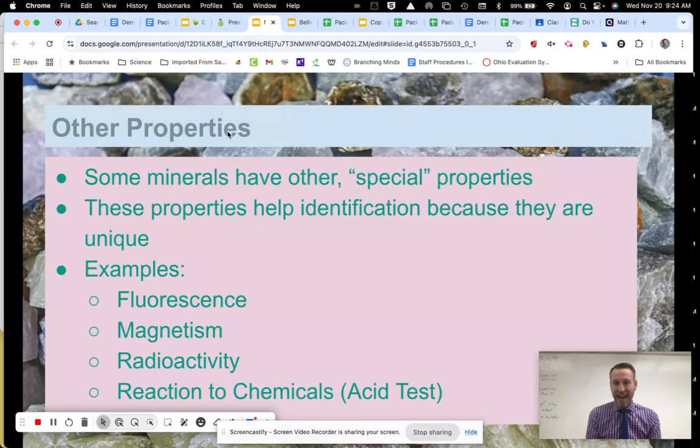So the acid test, like it says in parentheses there, is not as cool as it sounds. It literally is you're just putting a drop of vinegar on the surface of the mineral, and then if it has reactivity, you'll see it bubble slightly, and then that's it. So it only happens on one of ours. It's really difficult to see because it's not a strong reaction. It's just a couple of bubbles.